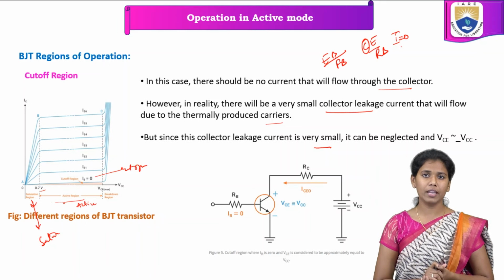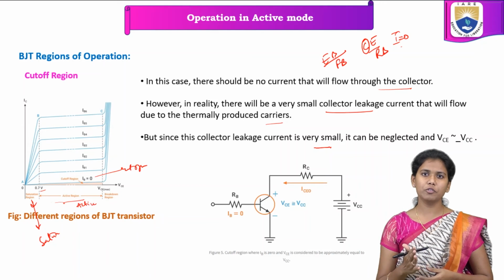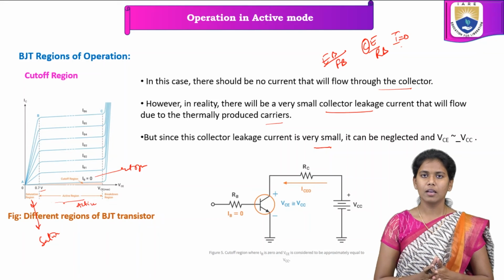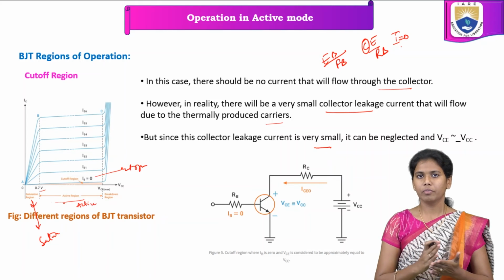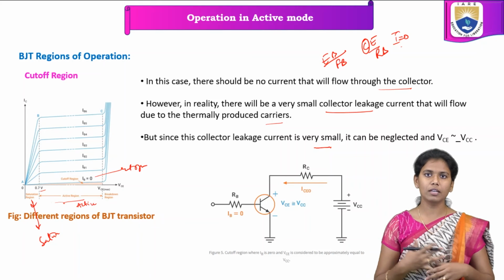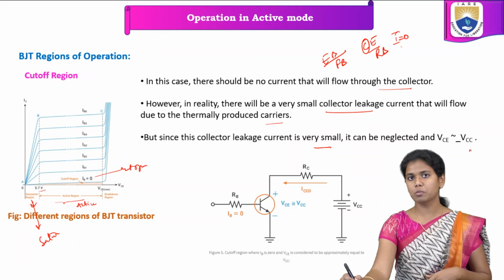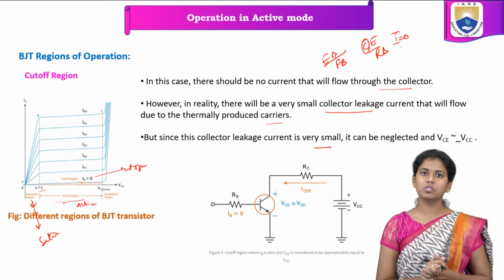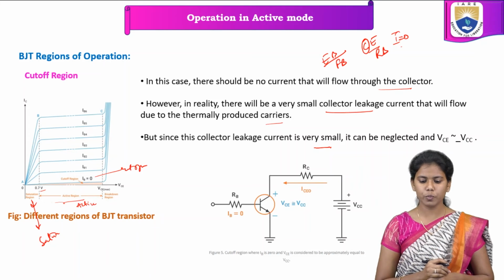We will obviously neglect it. Why? Because it is in a reverse bias condition. In reality, a little leakage current flows in the collector, but when you consider practical cases, it can be omitted and does not come into consideration. So VCE is approximately equal to VCC. The voltage across collector and emitter is approximately equal to the source voltage, the collector source voltage, that is VCC.